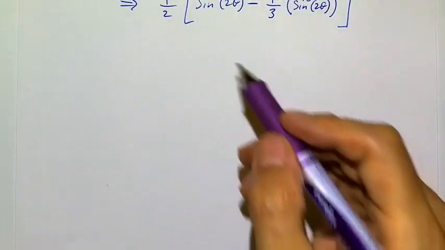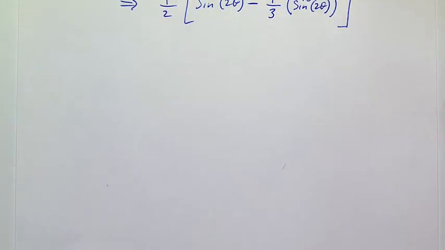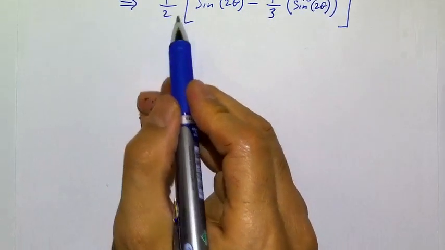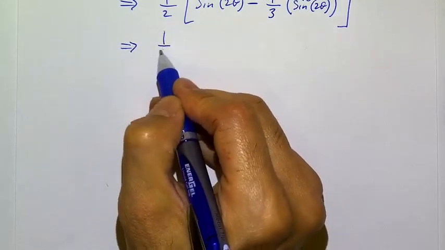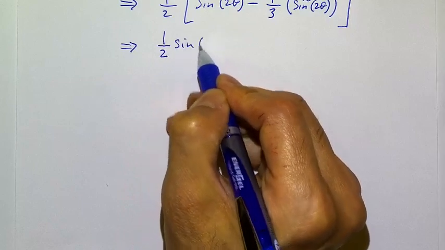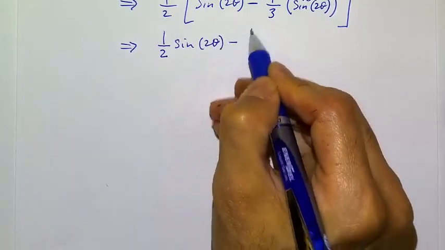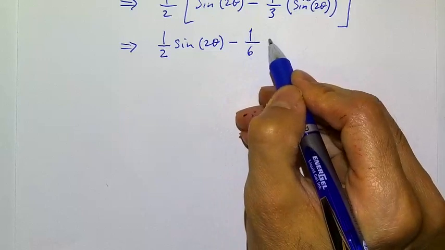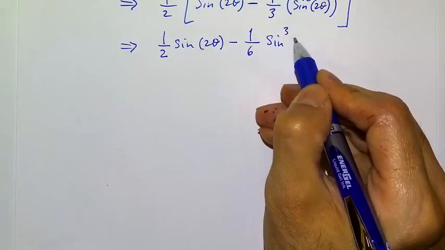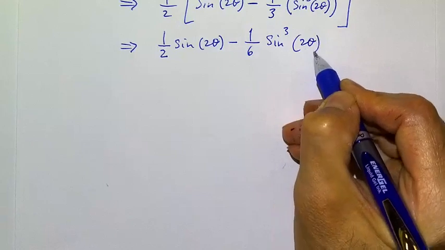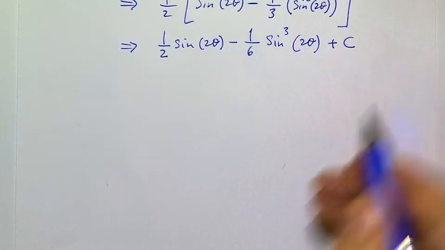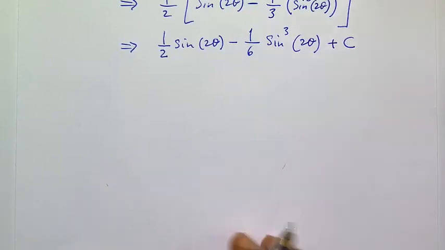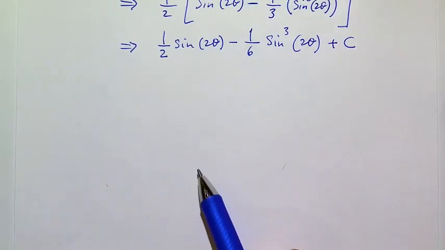And then we're going to import this into that. And for that, let me distribute the 1/2 as well. So we have 1/2 sine 2 theta minus 1/6 sine cubed 2 theta, and then like that. So we can put it plus c because it was an indefinite integral, but the c will drop out as soon as we incorporate it with the rest of that integral.